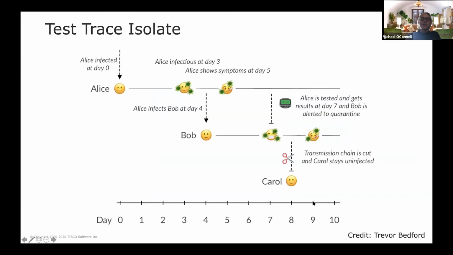And the test, trace, isolate piece, these are all customizations in terms of tracing people that show up as having symptoms or having a positive test result. The idea here is that, say, if Alice gets infected, she's infectious, shows symptoms at day 5, she's already infected Bob, but if she can be traced and isolated at day 7, then the chain is cut and Carol stays uninfected, even if she is in contact with Alice after that date. That's the fundamental idea behind test, trace, isolate.